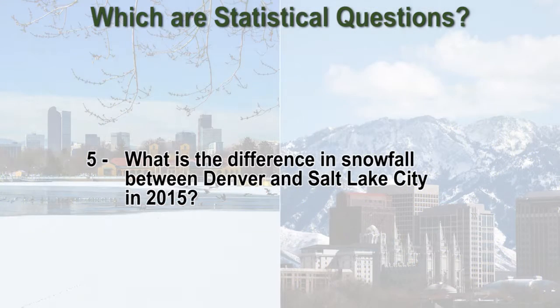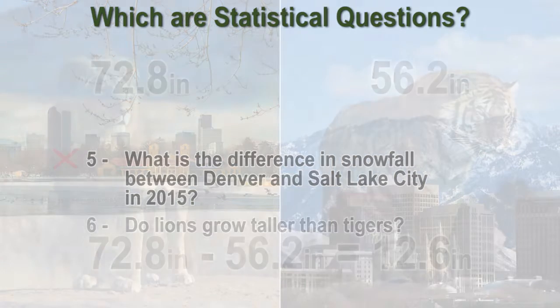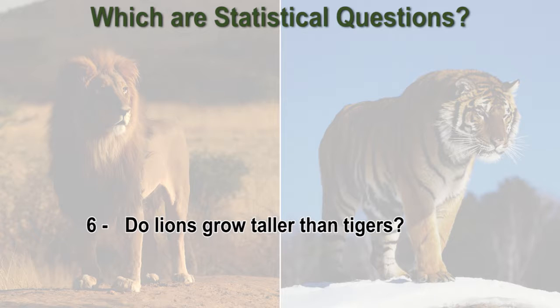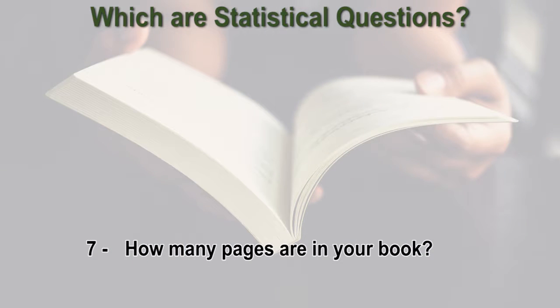What is the difference in snowfall between Denver and Salt Lake City in 2015? This question is not statistical because the difference between the totals for each city could be calculated. There is no variability to report. Do lions grow taller than tigers? This is a statistical question because the adult heights of both animals could be gathered. Then the data could be analyzed and interpreted in graphs. There is variability.